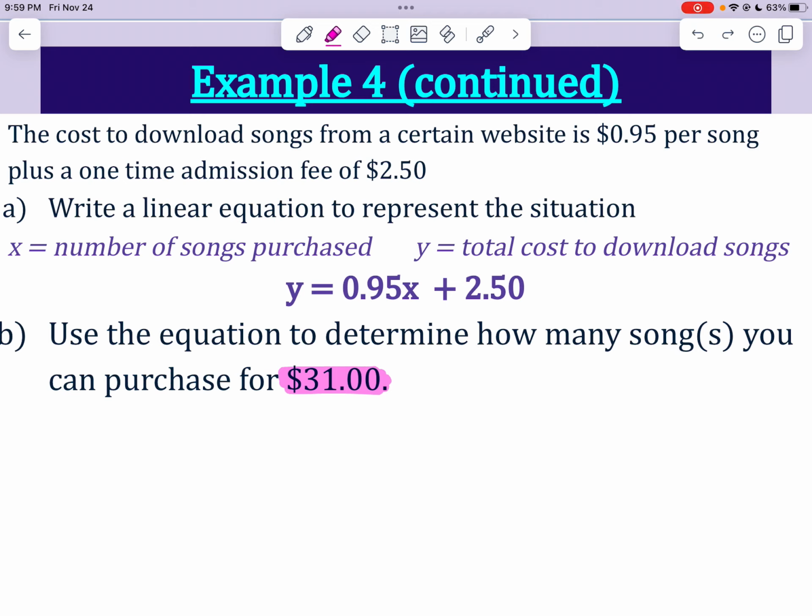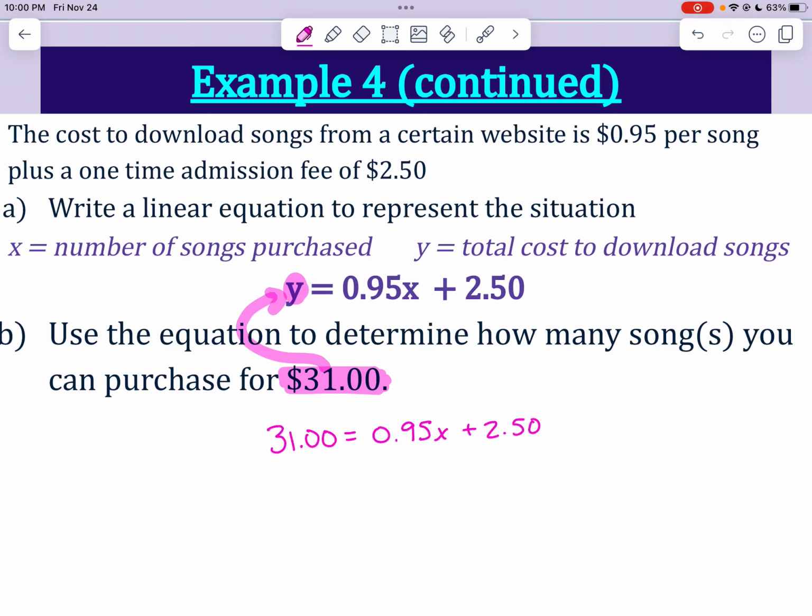What they're telling us here is to determine how many songs we can purchase for $31. X has nothing to do with money, it has everything to do with the number of songs. So Y has to do with the total cost. They're telling us the total cost is $31. So I'm going to plug that in for Y in the equation because that's where the total goes. So $31 is equal to 95 cents per song plus the one-time admission fee of $2.50.